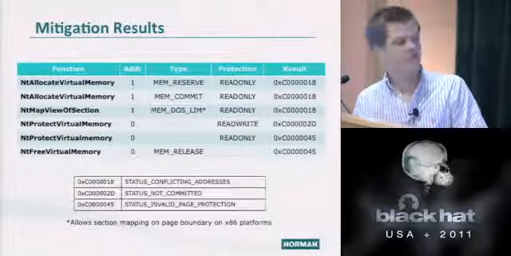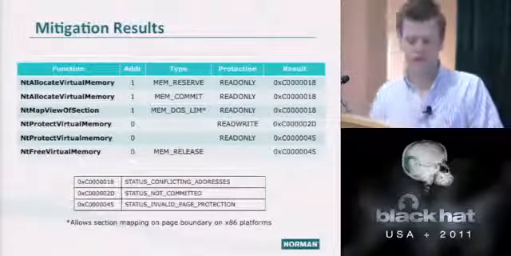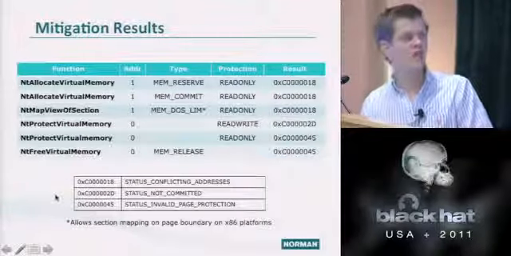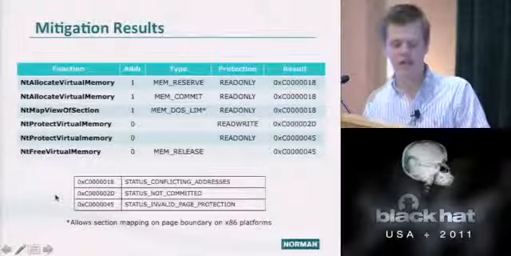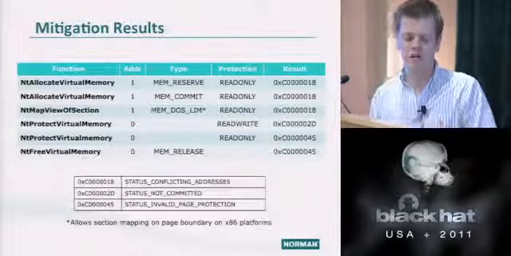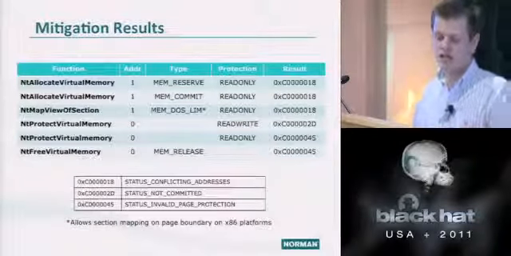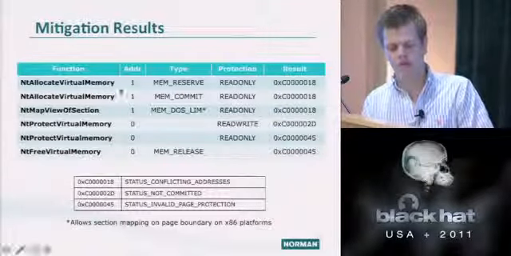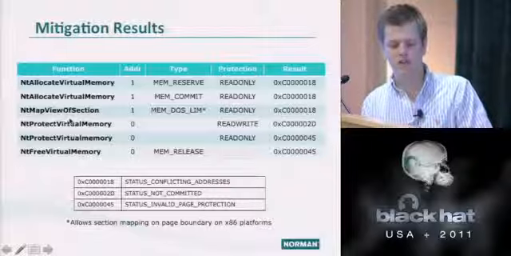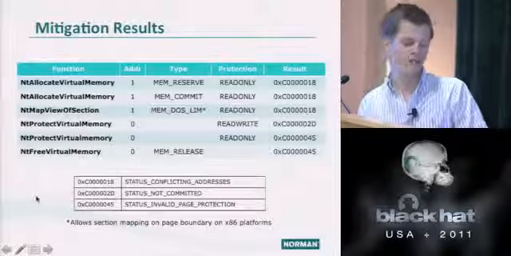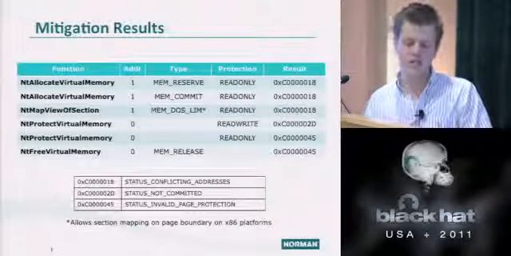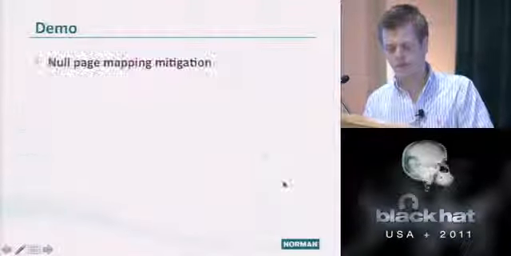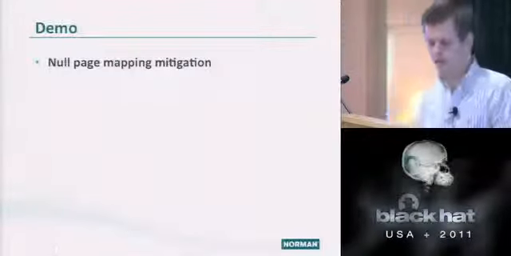So the results for this seem to be quite good. Calling any of the traditional APIs for allocating the null page, for trying to free the null page or change its protection, fail. You also have MapViewOfSection, which is another way of mapping the null page, and that also does not work. So I'll run a short demo of that as well.